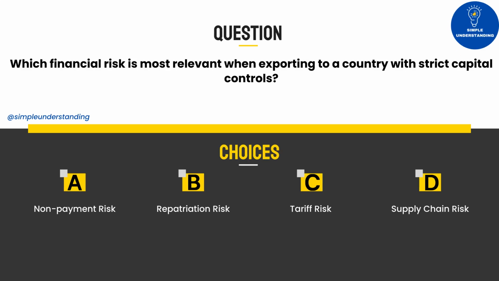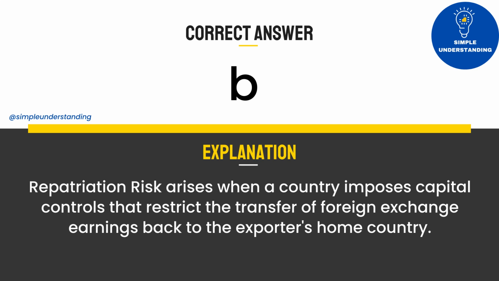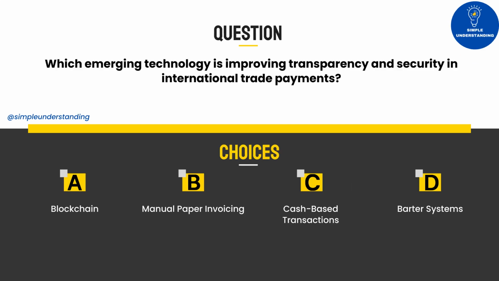9. Which financial risk is most relevant when exporting to a country with strict capital controls? A. Non-payment risk. B. Repatriation risk. C. Tariff risk. D. Supply chain risk. Correct answer: B. Repatriation risk. Explanation: Repatriation risk arises when a country imposes capital controls that restrict the transfer of foreign exchange earnings back to the exporter's home country.